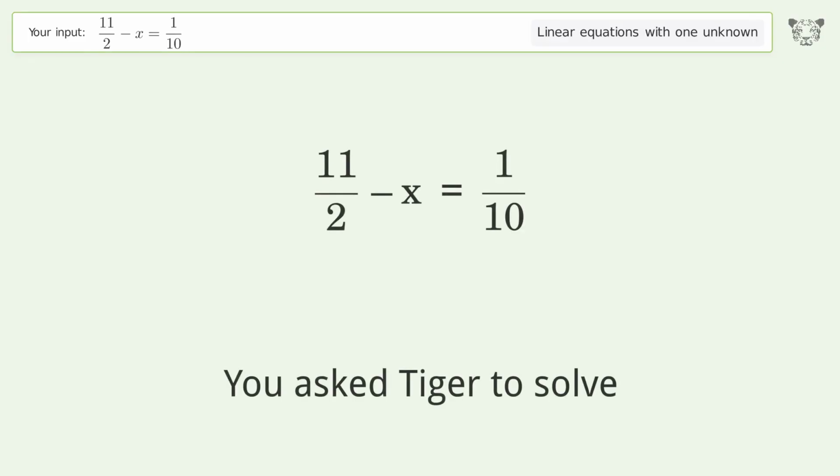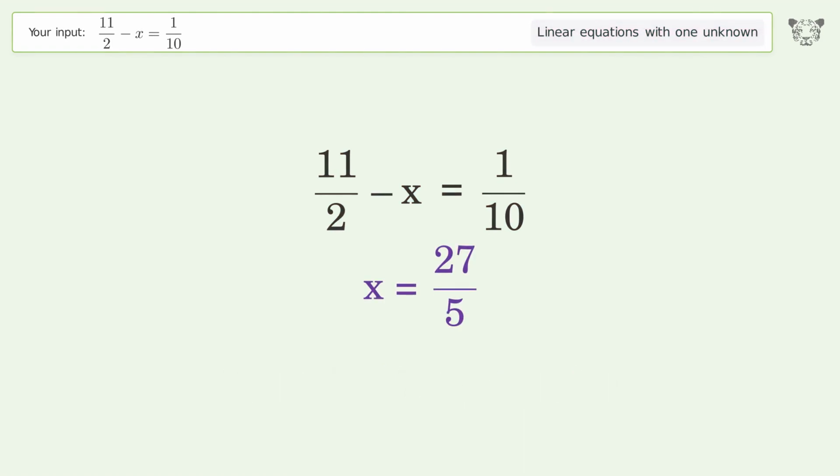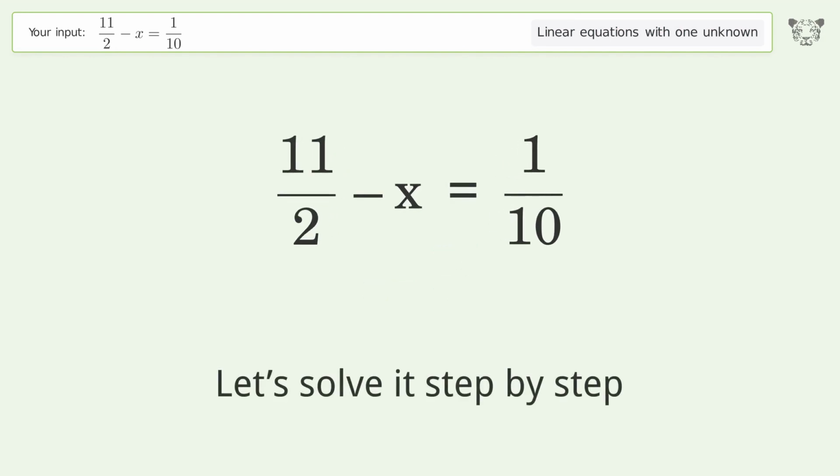You ask Tiger to solve. This deals with linear equations with one unknown. The final result is x equals 27 over 5. Let's solve it step by step.